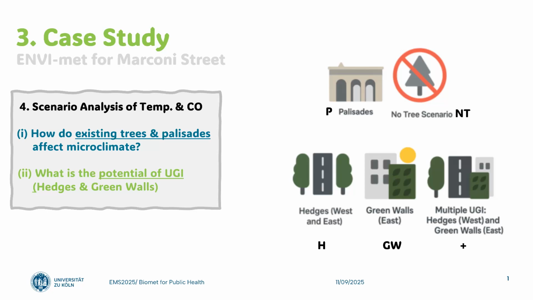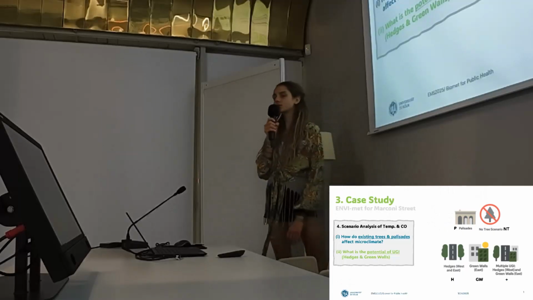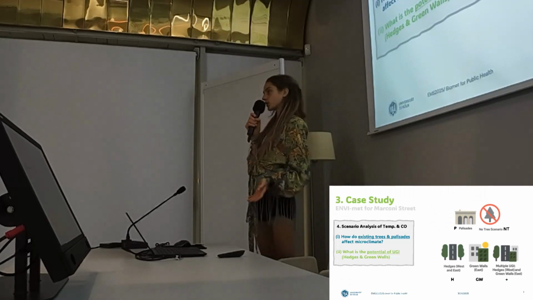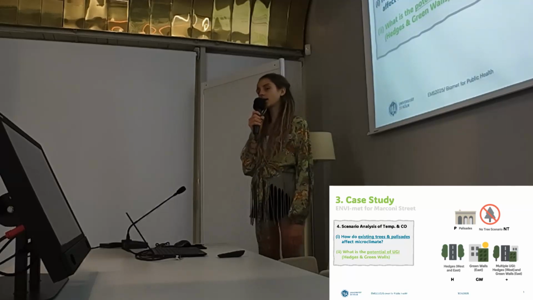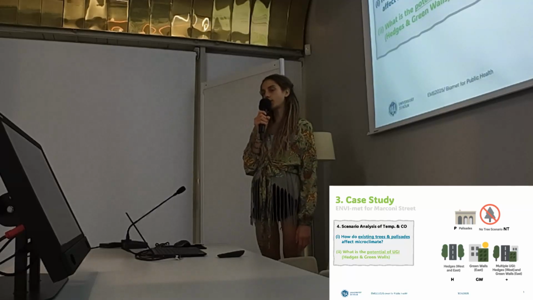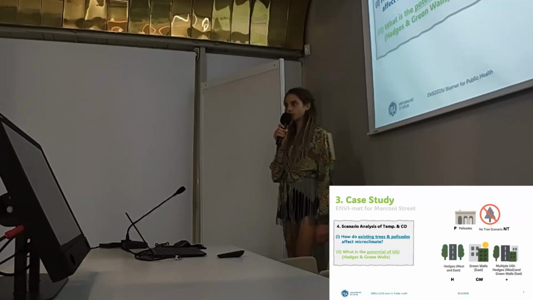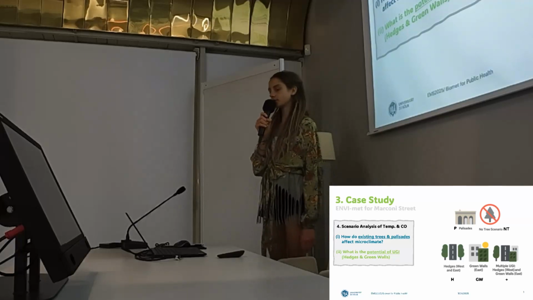So first of all, I wanted to know how the existing structures, so the trees and palisades, which you can see in the upper picture over there, are doing. Palisades are just walk-throughs underneath the buildings at the right-hand side of the picture that you just saw. So I want to know what these existing structures are doing. And secondly, I wanted to know if urban green infrastructure has the potential to reduce both temperature and carbon monoxide pollution levels.